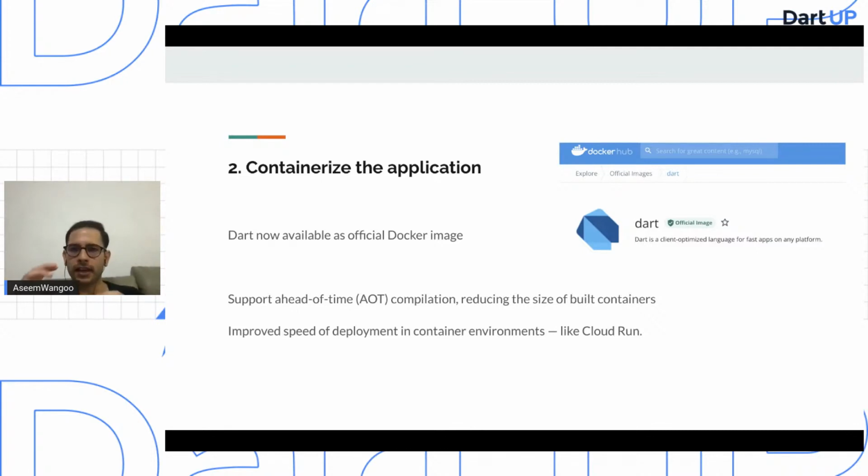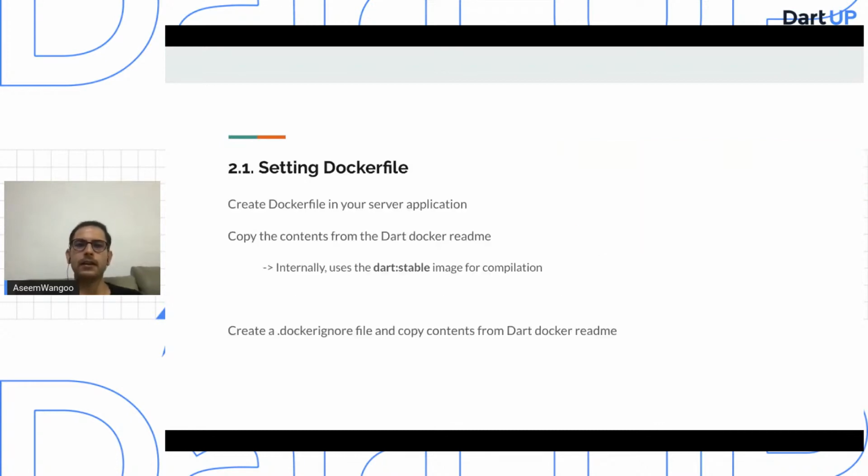And if the size of our containers is small, that in turn implies the speed of deployment to cloud environments would be fast, which is the third point we see here, that it improves speed of deployment in container environments, for example, Cloud Run in our case. Now let's see. For containerizing any application, we need a Dockerfile. Same, we will create a Dockerfile in our server application. In this Dockerfile, we would need to put some commands which would help to create a container image.